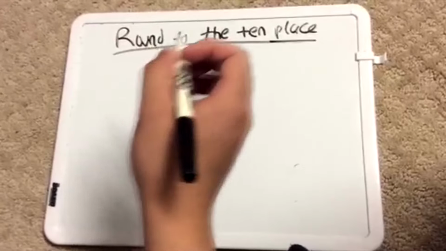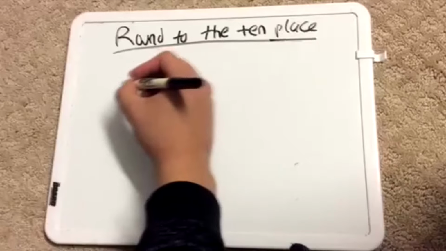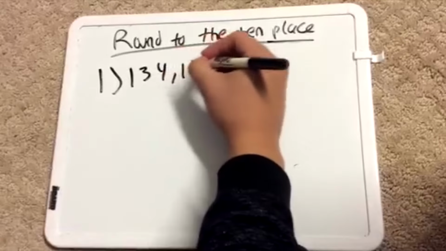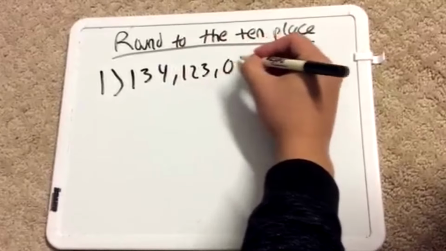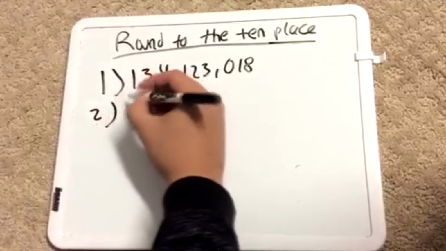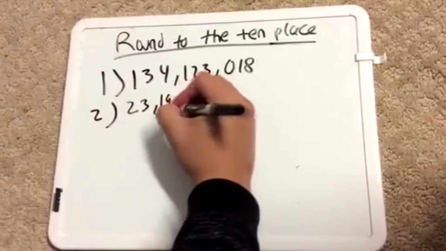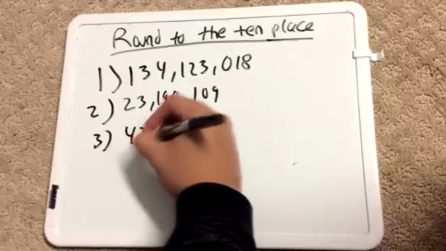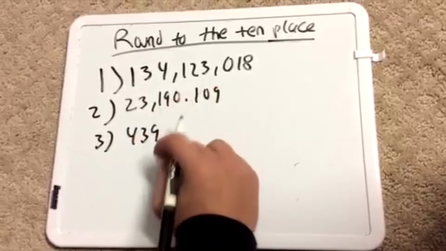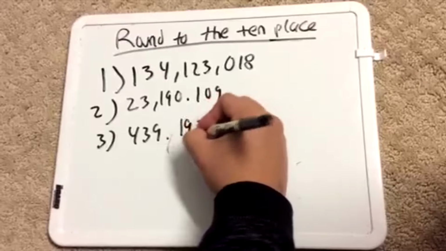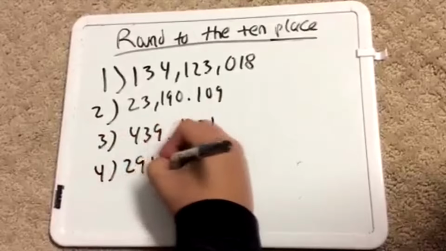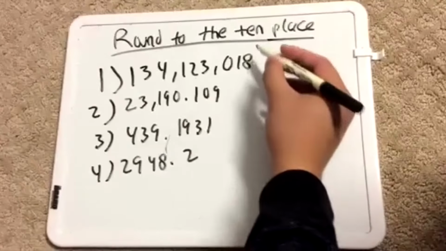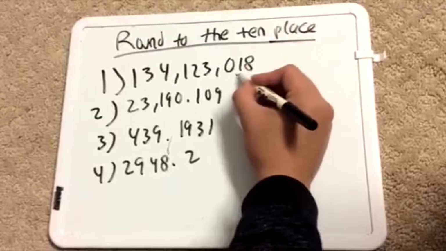Now that you know where the decimal places are, let's try some examples. So, write this number down. 3, 18, 2, 29.2. So, for these examples, we'll round to the tens place, which is right here.